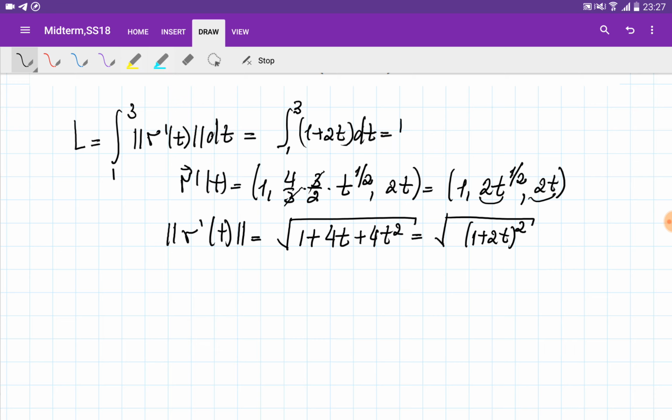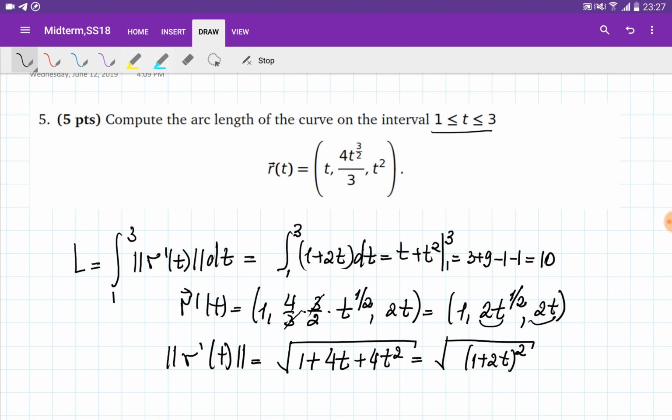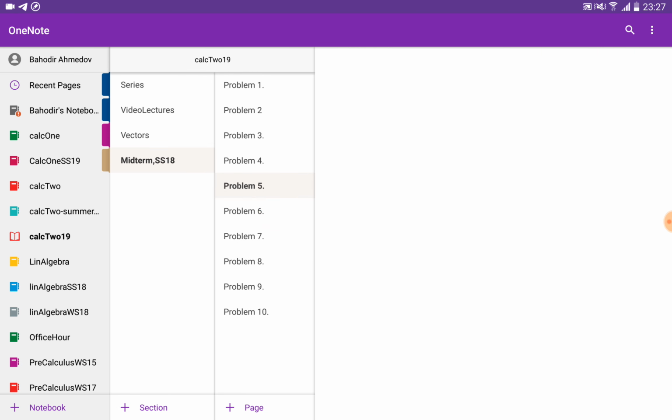If we integrate this, it's going to be t plus t squared. We need to evaluate this at 3 and 1. If we substitute the 3, it's going to be 3 plus 9. If we substitute the 1, it's going to be minus 1 minus 1. So this is going to be equal to 10. So the arc length of this vector function is going to be equal to 10 when t changes from 1 to 3.